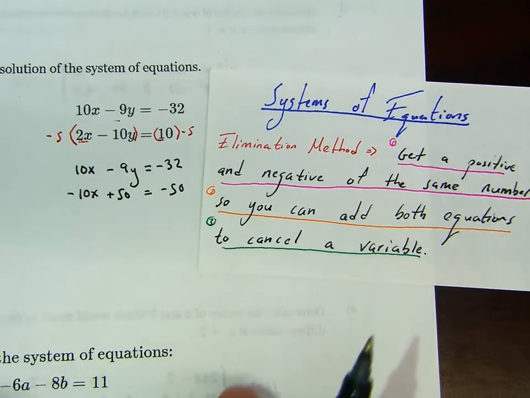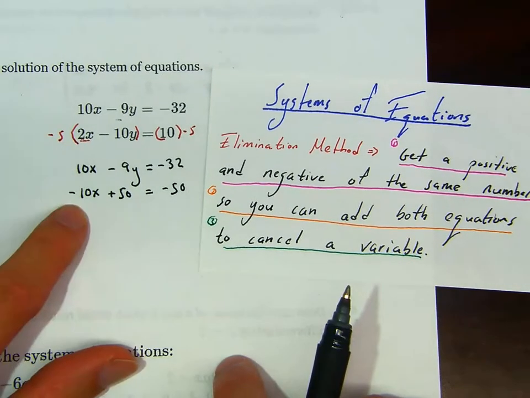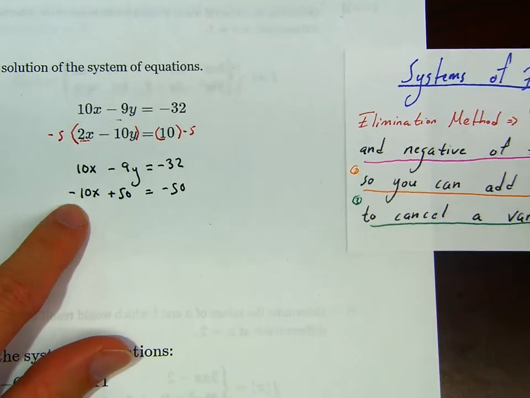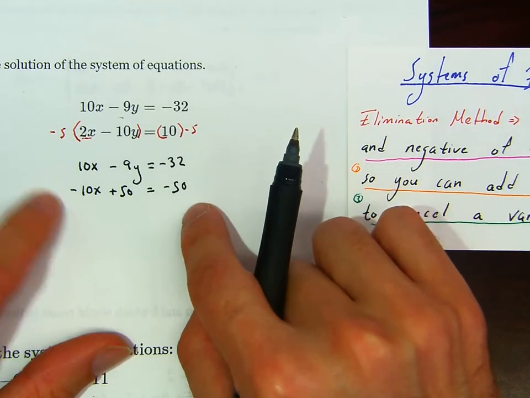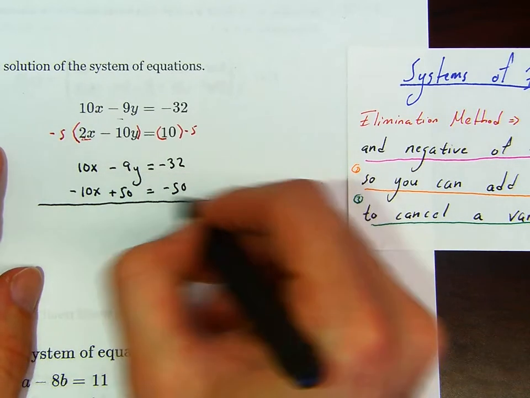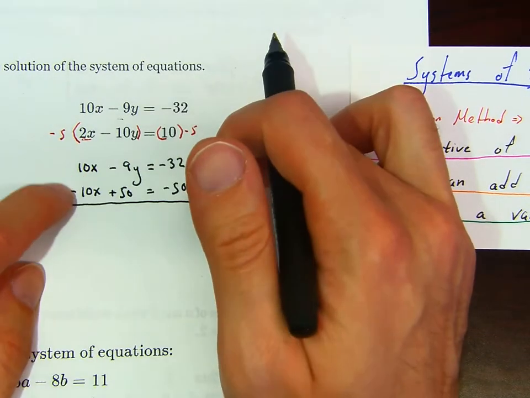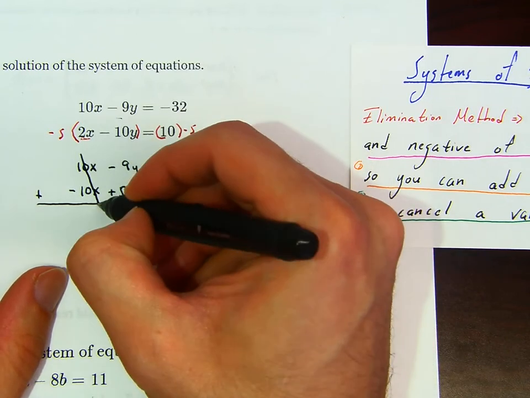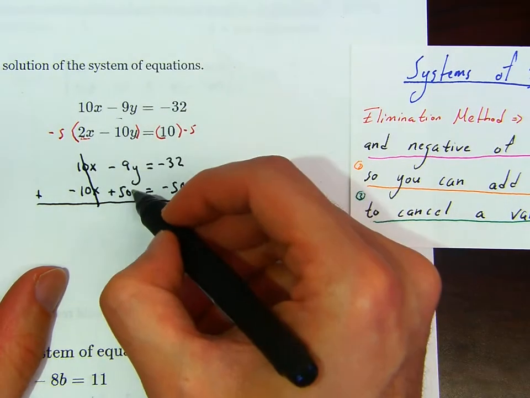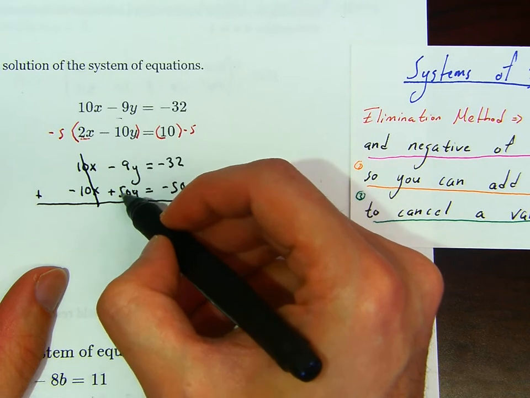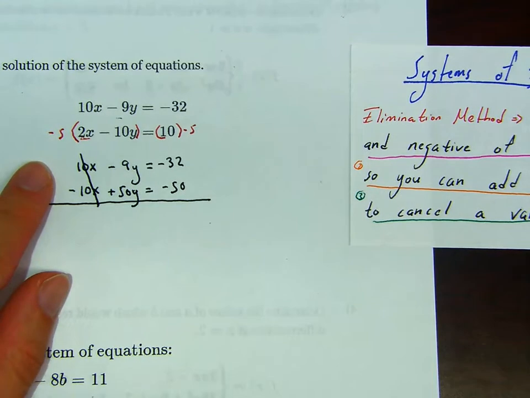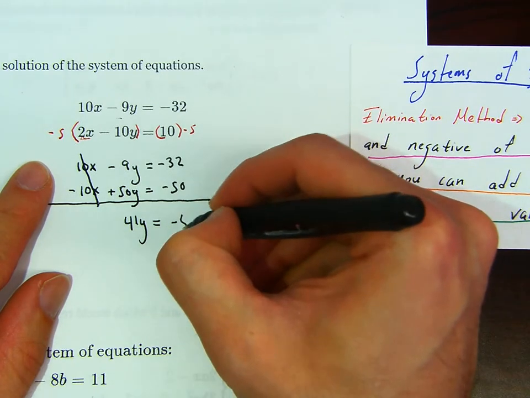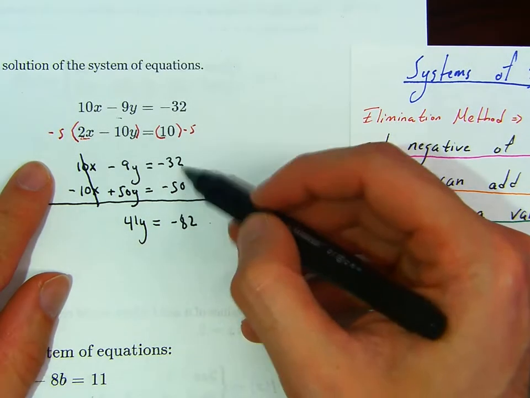And what was the purpose of getting a positive and negative of the same number? Because we can add these two equations. When I add the top equation with the bottom equation, what is 10x minus 10x? This cancels. And I'm sorry, this is a y here. Now I have negative 9 plus 50, and what does that become? That is 41y equals negative 82 when you add these two values together.